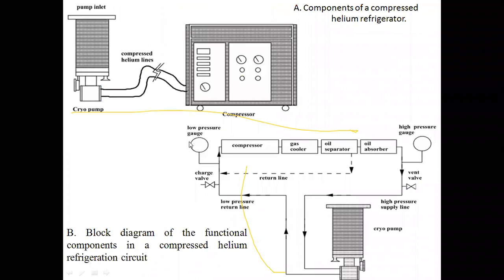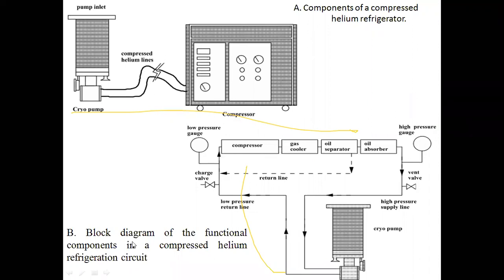Now here you can see a different helium refrigerator, whereas this is a pump inlet. This is called a cryopump. The pump inlet will have a series of grid-like filters, and then the compressed helium lines will be there. This is a major part to be worried about, where there should not be any leakages. This is a compressor. These three are the major parts of helium refrigerators of any purpose.